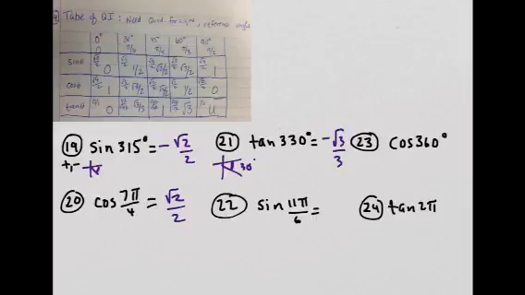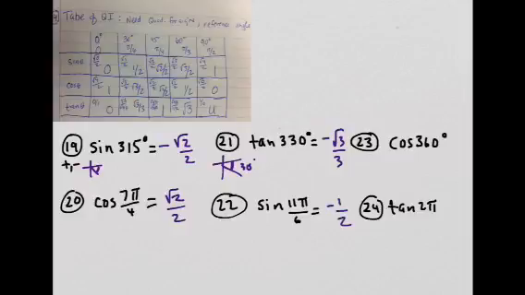Okay, so for number 22, 330 is the same as 11 pi over 6. I'm looking at sine, so it's 30-degree column for sine. Now sine is negative in quadrant 4. So it's going to be negative, right here, negative 1 half.